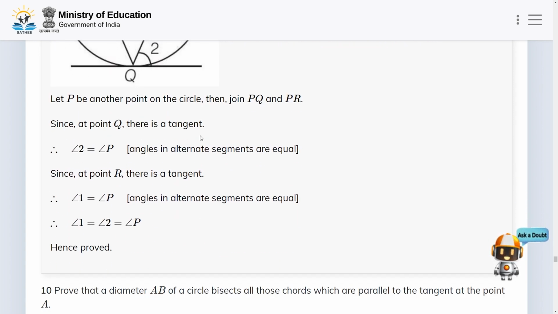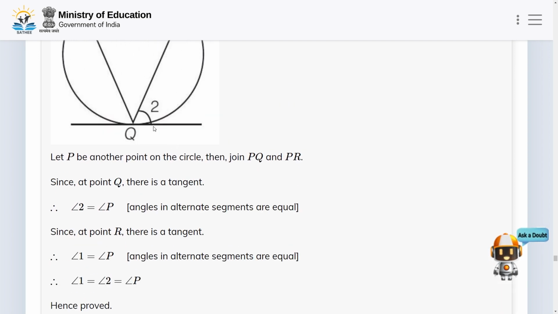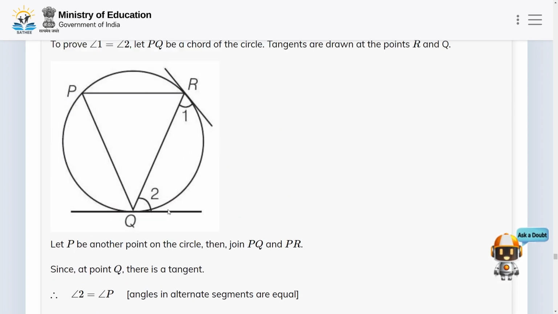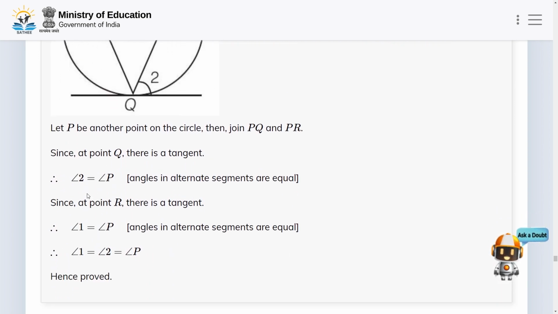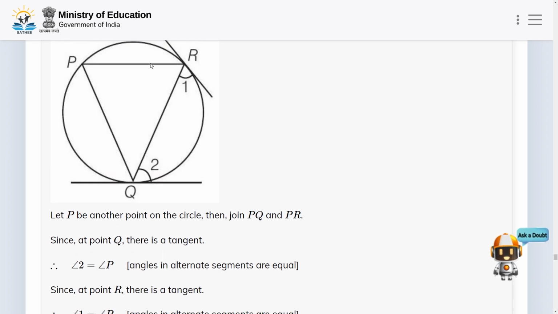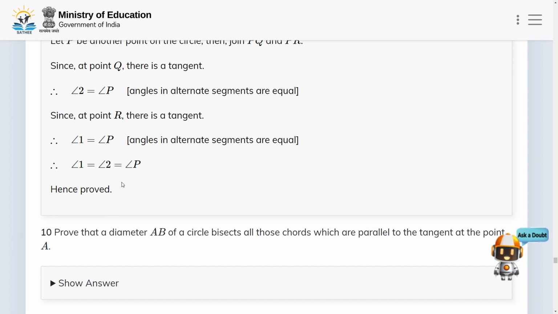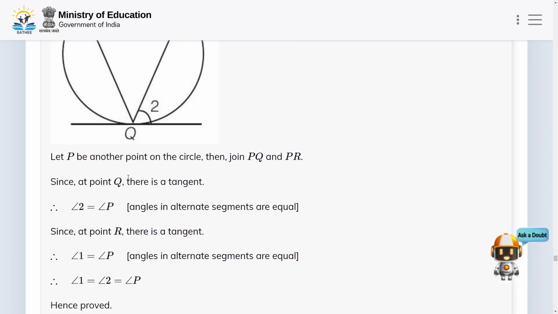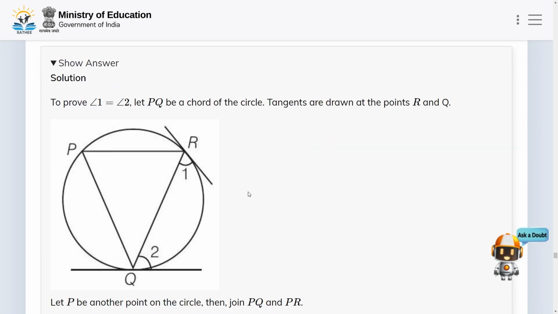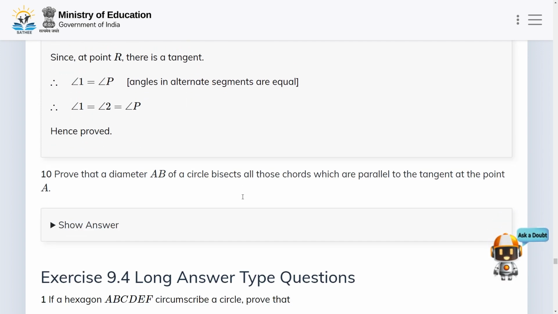Since at point Q there is a tangent, angle 2 is equal to angle P. Angles in alternate segments are equal. And since at point R there is a tangent, angle 1 is equal to angle P. From these two equations we get angle 1 is equal to angle 2, which is equal to angle P. Hence proved. Now let us move to the next problem.